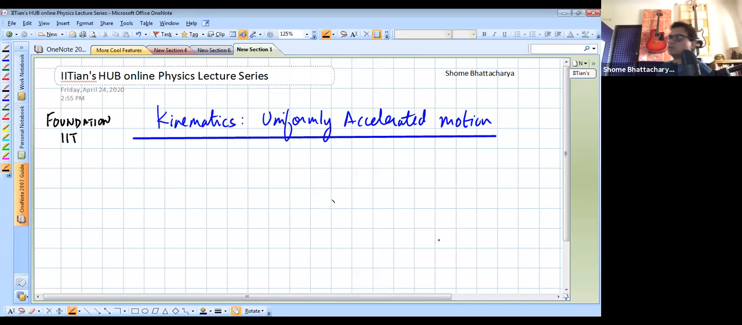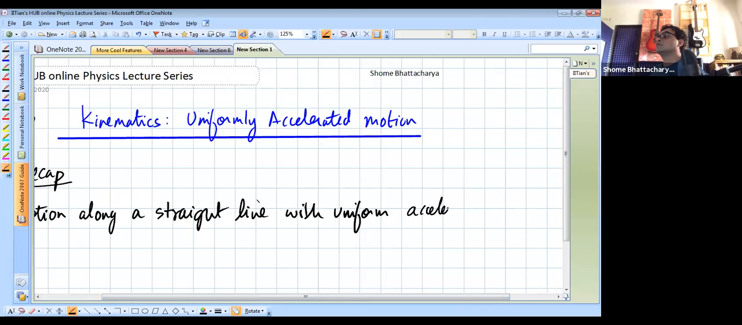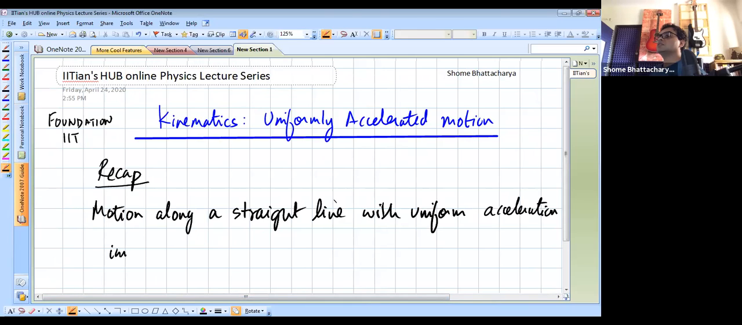So let us start with a quick recap of the equations that we saw last time. So we saw that we talked about motion along a straight line with uniform acceleration. So that uniform acceleration is A. So the initial velocity being given with the symbol U and the uniform acceleration being given with the symbol A.